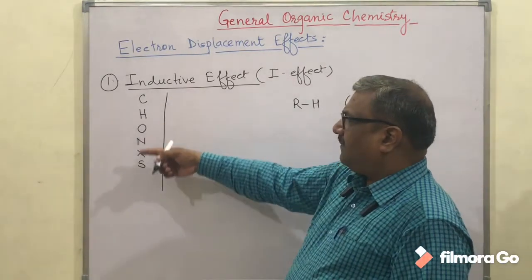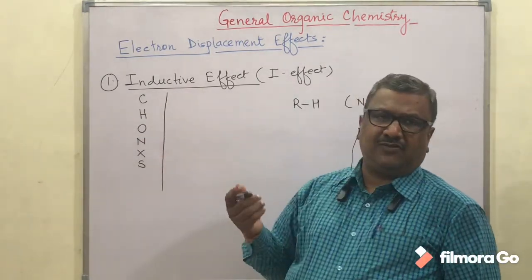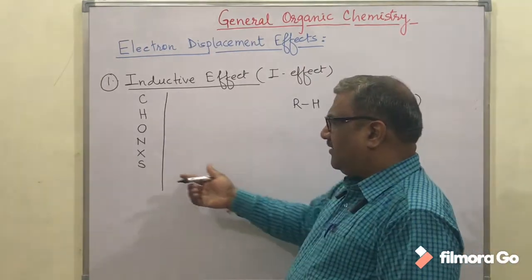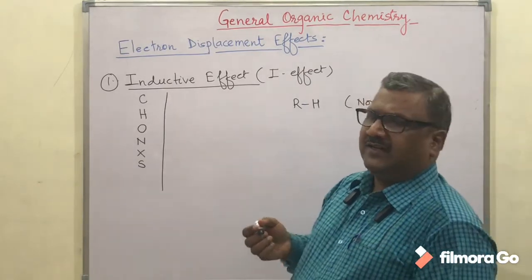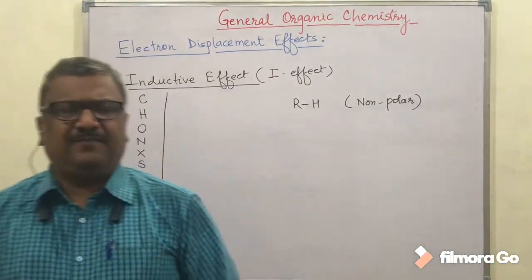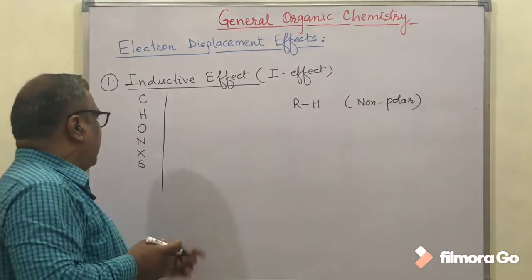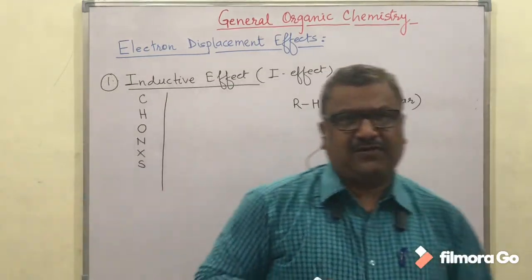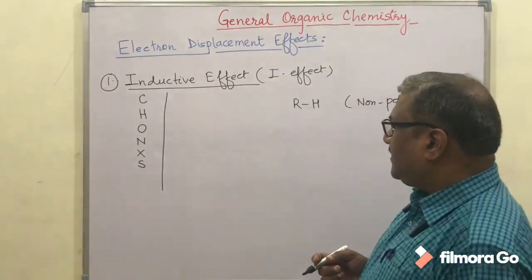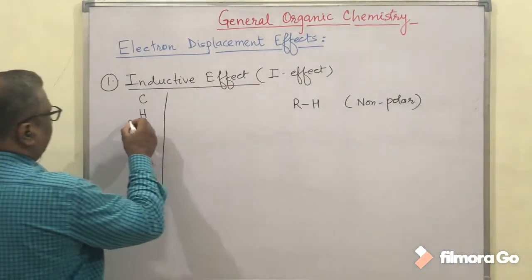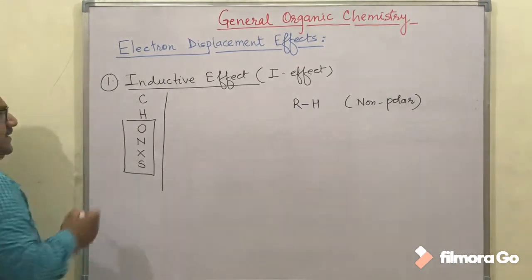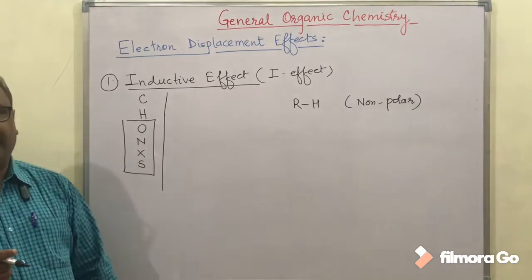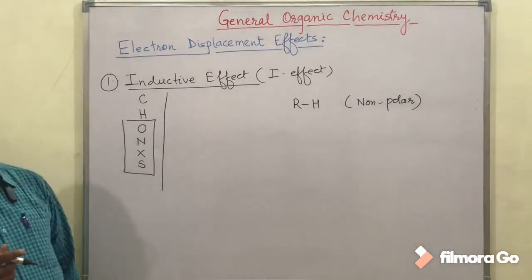So these are the main elements which constitute almost all organic compounds. I am not saying all organic compounds. In some we can see phosphorus, and in salts we can see the presence of metal, but those are very few cases. In most cases organic compounds are made up of these elements only. And these four elements, oxygen, nitrogen, halogens and sulfur, are highly electronegative in comparison to carbon.